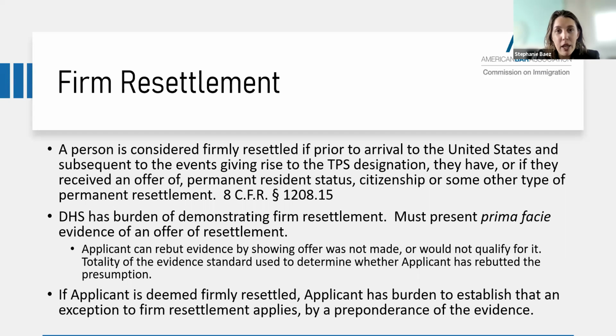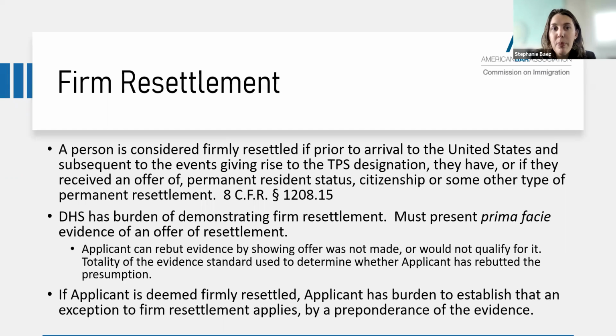One thing to note about firm resettlement is that DHS has the burden of demonstrating firm resettlement. So if you've got a question of whether your client was firmly resettled or not, that shouldn't prevent you from submitting their TPS application. Go ahead and submit that application. On the application, it will ask you to list the other countries where the client resided prior to coming into the United States. You fill out that application honestly, but also fill it out succinctly. You don't need to provide extra detail or evidence in the initial application, because DHS is the one that really has the burden of raising the question of firm resettlement.